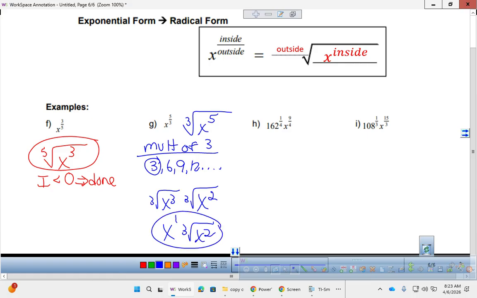This is called exponential form. This is called simplified radical form because there's a root, but we also did the process of simplifying. We okay so far?